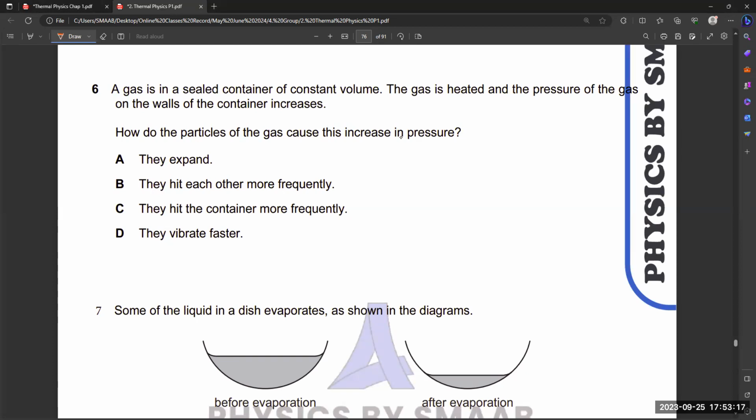And a gas is in a sealed container of constant volume. Again, we are having constant volume. Sealed container, the gas is heated and the pressure of the gas on the walls of the container increases. Okay, one answer I got is C. How do the particles of the gas cause this increase in pressure? So one answer I got is they hit the container more frequently.